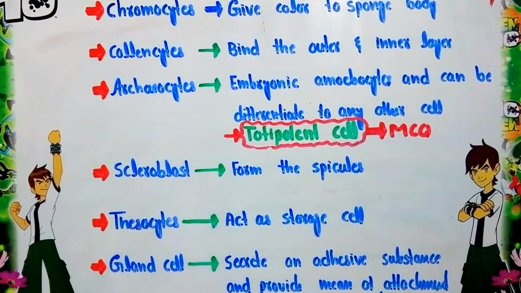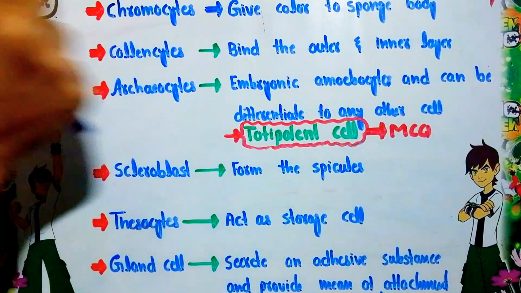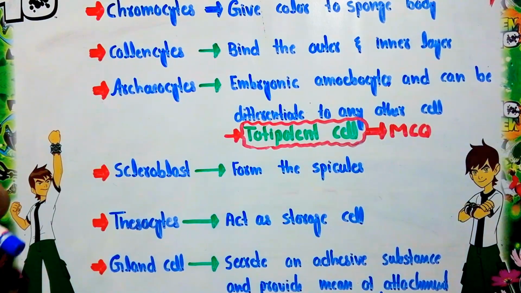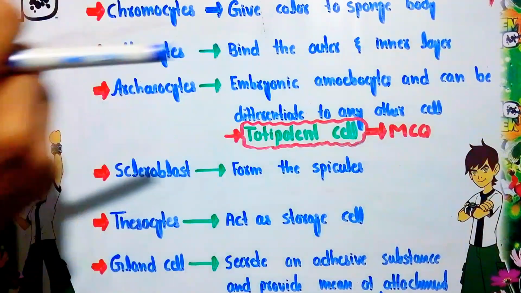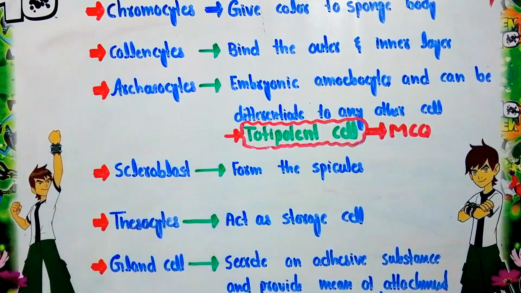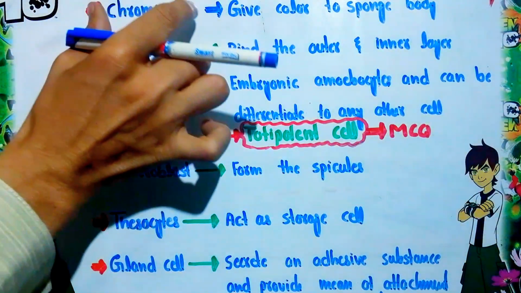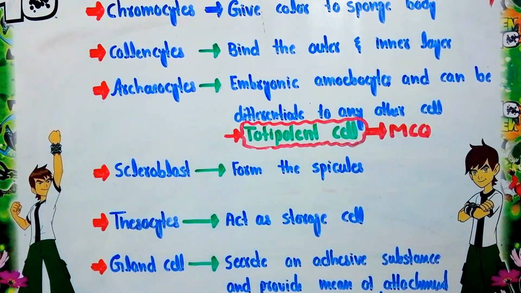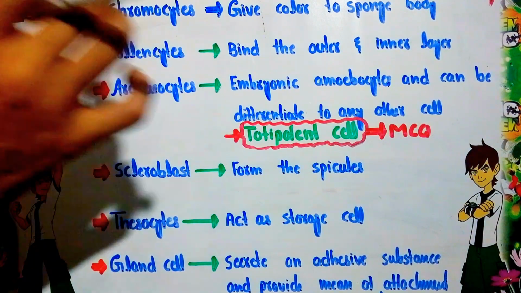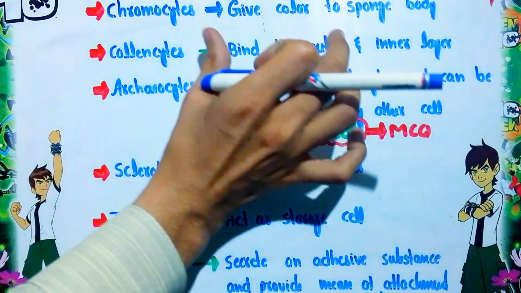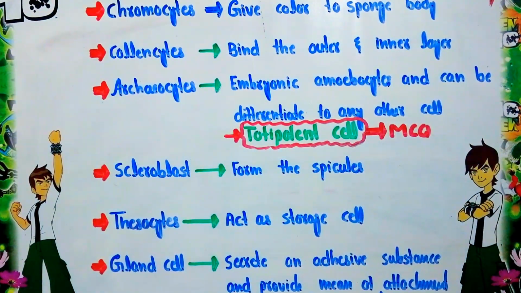Now the first type of the amoebocyte cell is chromocytes. As the name indicates, chromo means colors. So these are actually the pigmented amoebocyte cells, which are mainly responsible for giving color to the sponge body. As the sponge body has different types of colors, this color is mainly given by the cell present in the sponge body, that is, the chromocytes. Now the second one is collencyte cell. The function of this collencyte cell is to bind the outer and inner layers of the sponge body. So it acts as a binding molecule.